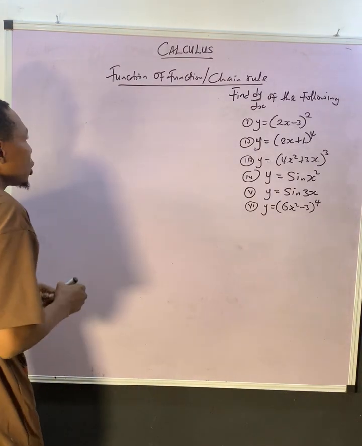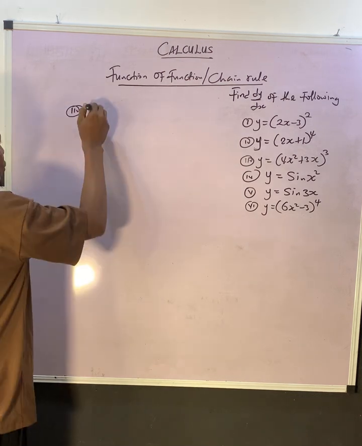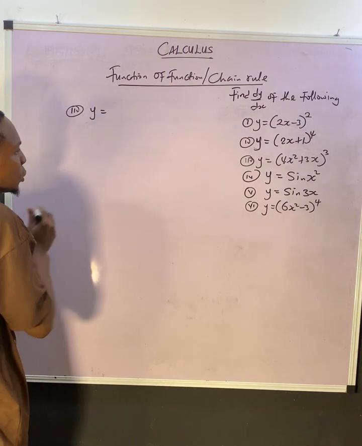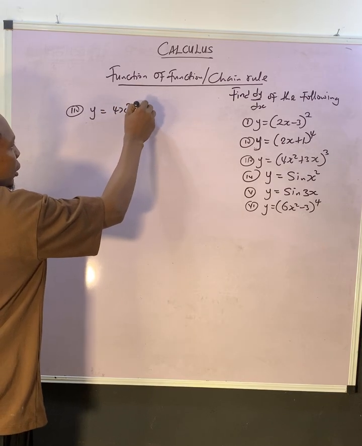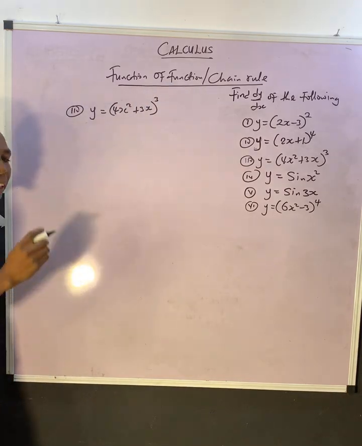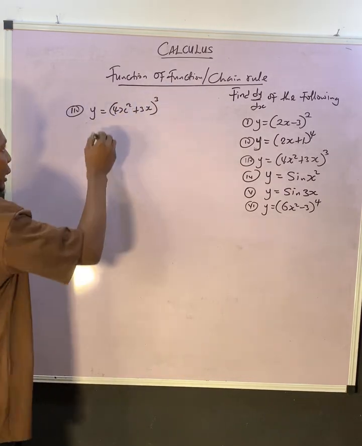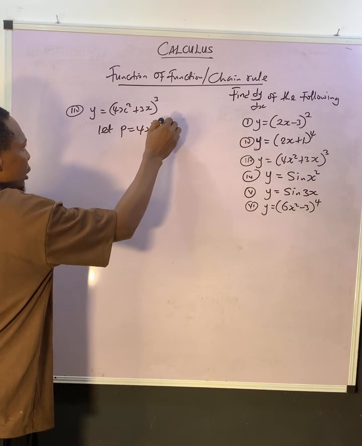All right. So for number three, we have y equals (4x squared plus 3x) raised to the power of 3. First step, assign a variable to the bracket. Let p equal 4x squared plus 3x.